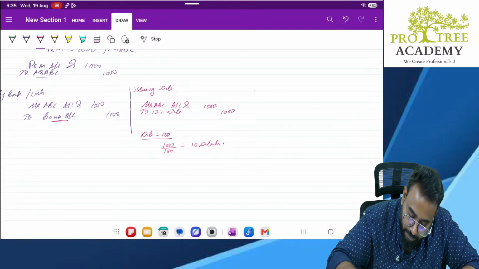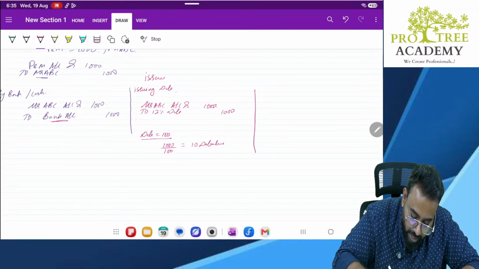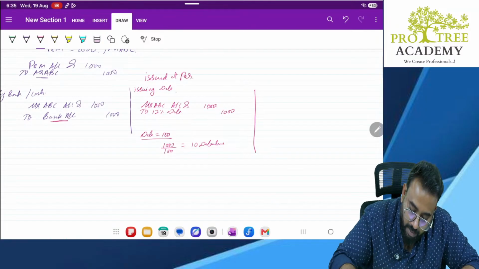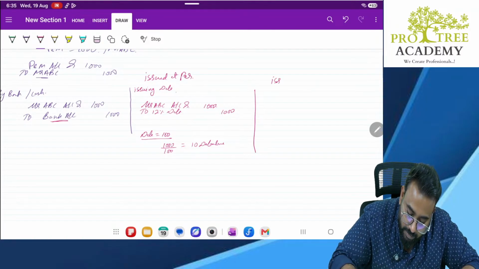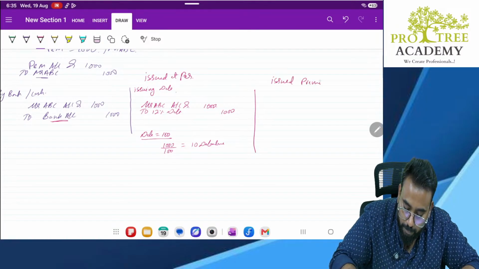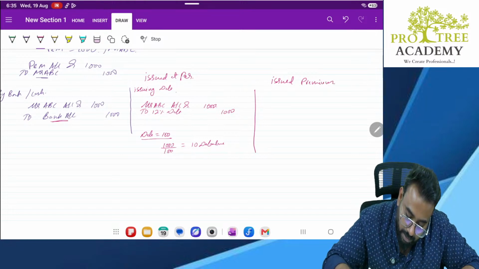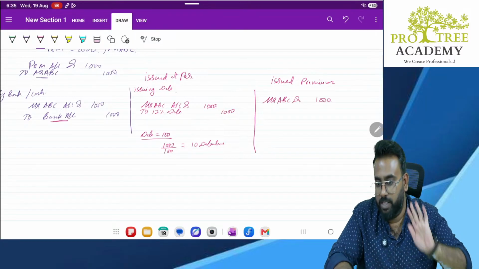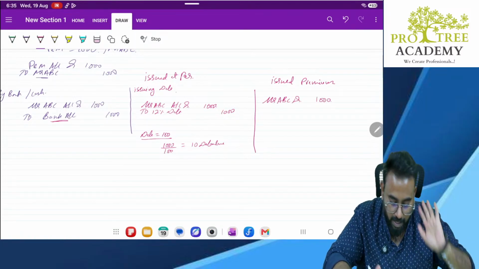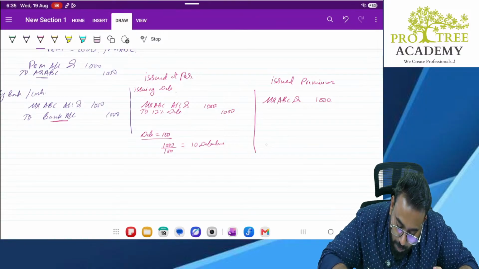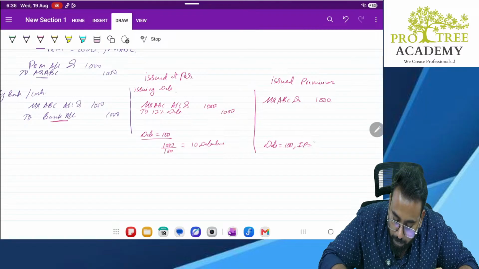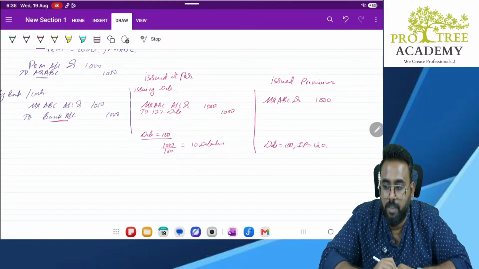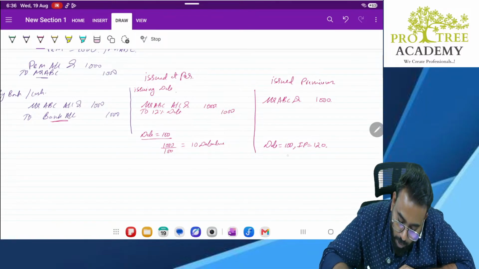Everything remains the same. Here it is issued at par, here issued at premium. Clear? See, nothing changes. Mr. ABC account debit only 1000 rupees. We have to pay him only 1000 rupees. But now, how much was the debenture value? 100, but the issue price, say, is 120. Issue price is 120.